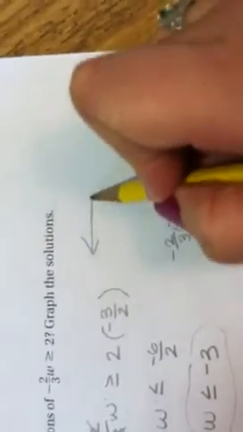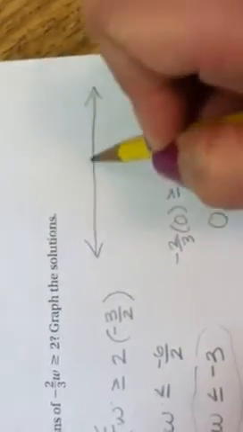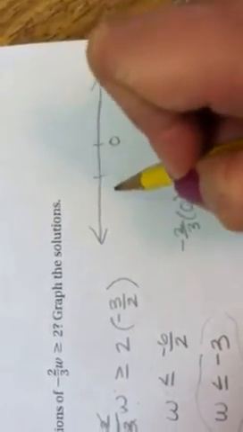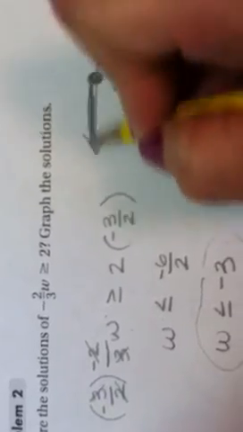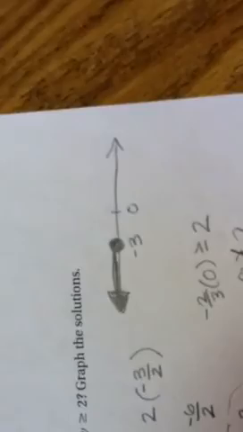Next I need to graph it, so I'm going to go over here, make my number line. Because it's less than or equal to, I'm going to have a filled in dot on negative 3. W is less than, so that means to the left, it's pointing to the left. And there's the graph of my solution.